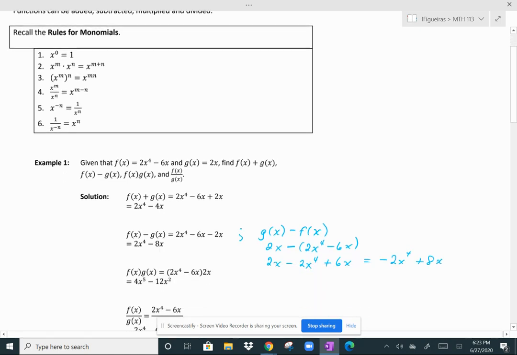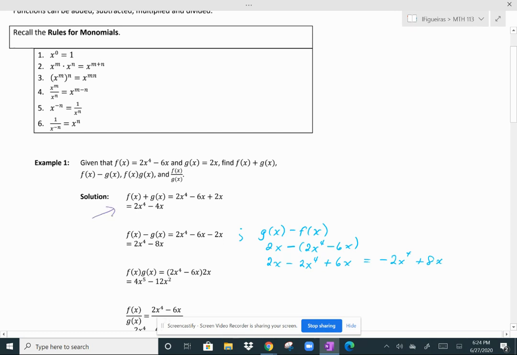All right, so let's do some operations. In example 1, you're given 2 functions, f of x and g of x, and we are going to add them, we're going to subtract them, we're going to multiply them, and we are going to divide them. All right, so f of x is a binomial, 2x to the 4th minus 6x, and g of x is a monomial, that's just 2x.